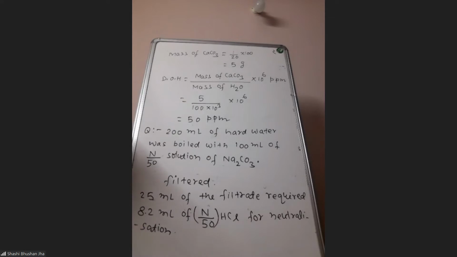So I am reading the question again. 200 milliliter of hard water was boiled with 100 milliliter of N/50 sodium carbonate solution. After boiling, the volume of solution was again made to 200 milliliter and the solution was filtered. 25 milliliter of filtrate required 8.2 milliliter of N/50 hydrochloric acid for neutralization. Calculate the degree of permanent hardness of hard water. Solve it.